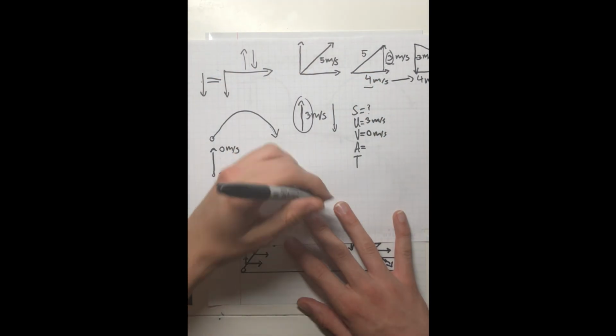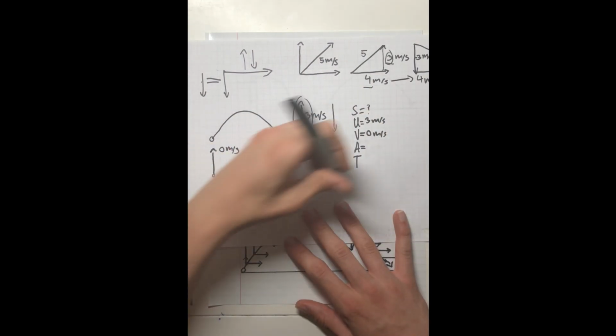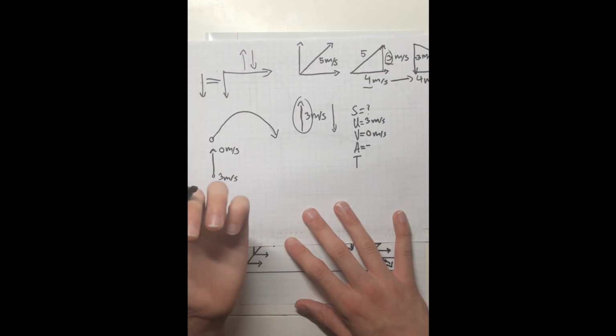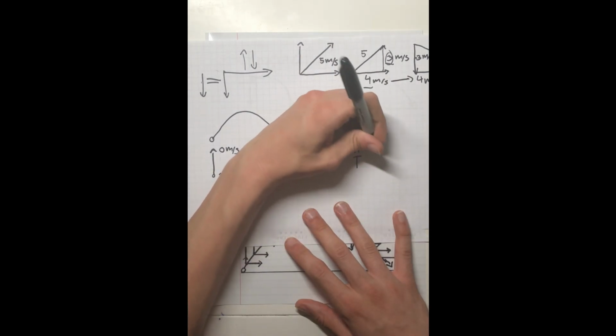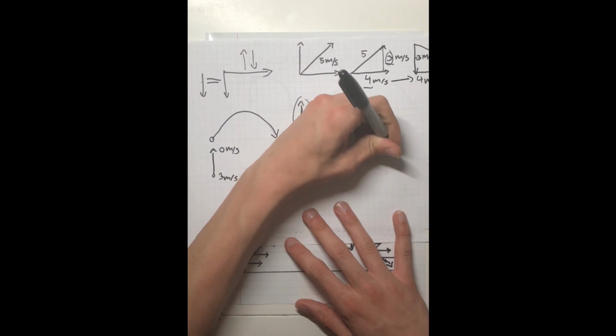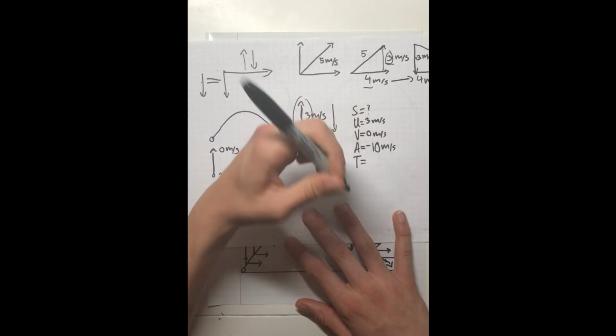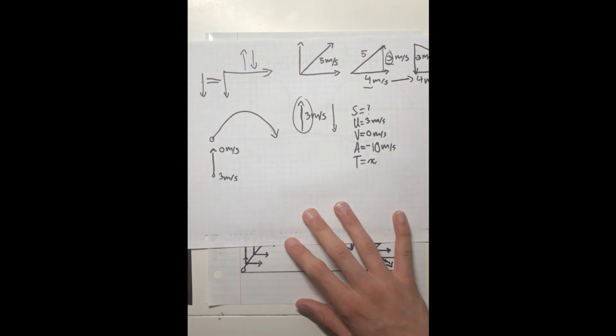Acceleration, we do know that because this is on Earth. It's going to be negative, let's use 10 for this one because we're just going to keep it simple. Negative 10 meters per second squared. And then the time is what we're trying to find here. The time is going to be our x.